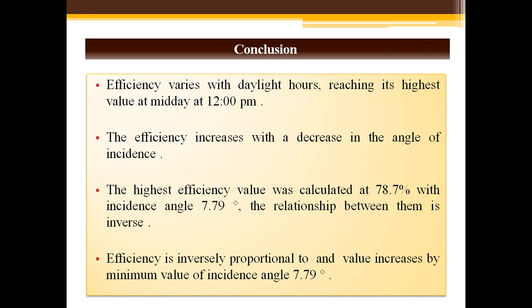Conclusion: efficiency varies with the daylight hours. It has its maximum value at midday, and the efficiency increases with a decrease in the angle of incidence. The highest efficiency value calculated is equal to 78.7 with the incidence angle of 7.79 at midday, at noon.